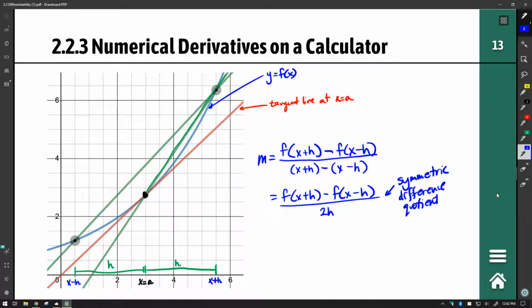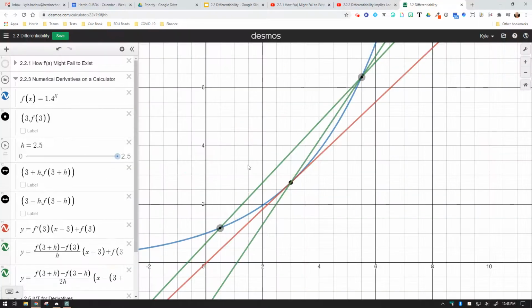Now, let's take a look at that line compared with the actual tangent line. You can see that the line using the symmetric difference quotient is much closer to being parallel to the red line, the tangent line at x equals a. And because it's much closer to being parallel to that line, its slope is a much better approximation for the derivative at our point in question. And so let's come over to Desmos, and here's the graph of the picture that was in the notes. And I've got h right now as a small number, about 2.5.